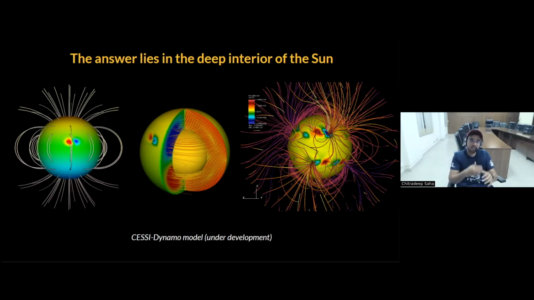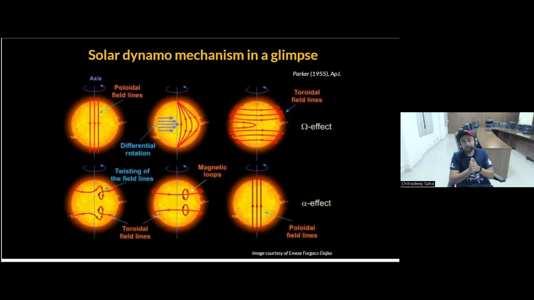If you start from the dipolar structure, as shown in the leftmost panel, this differential rotation causes the field lines to wind up along the axis, and this is called the omega effect. And in a similar way, this wound-up structure unwinds and goes back to the dipolar structure, which is known as the alpha effect, the alpha mechanism, which was proposed by Parker in 1955 in his phenomenal paper.